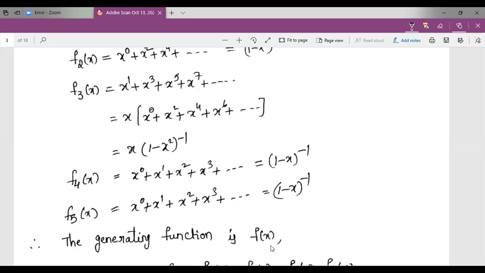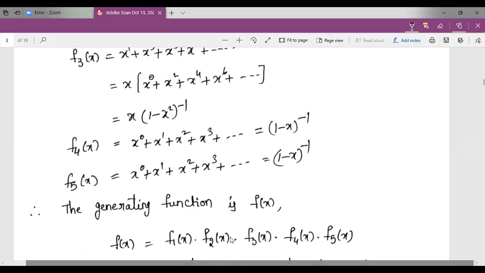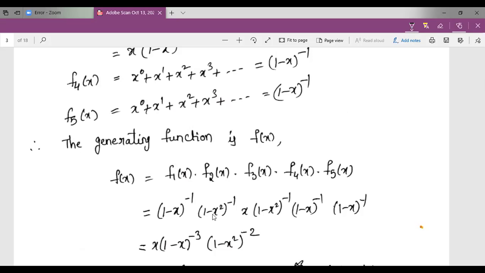So the generating function is f(x) = f1(x) into f2(x) into f3(x) into f4(x) into f5(x). So (1 - x)^(-1), (1 - x^2)^(-1), x into f3(x) means x into (1 - x^2)^(-1), (1 - x)^(-1), (1 - x)^(-1).